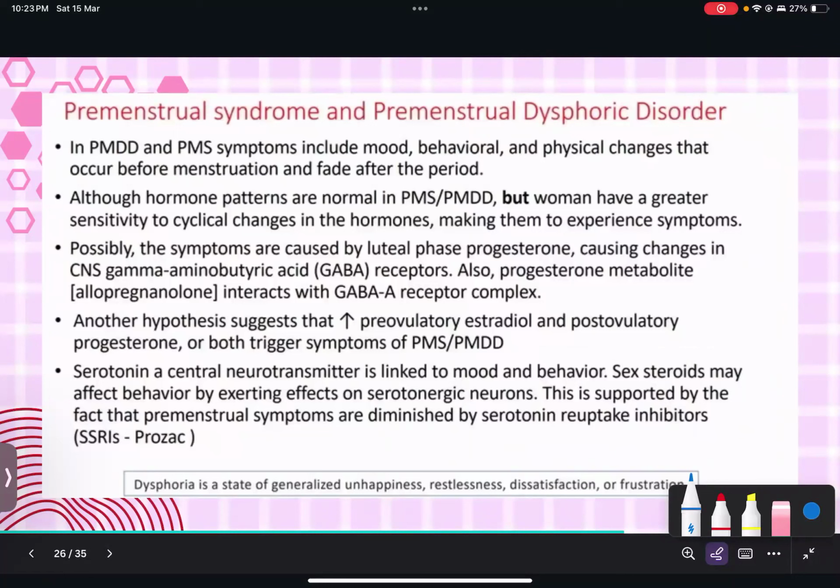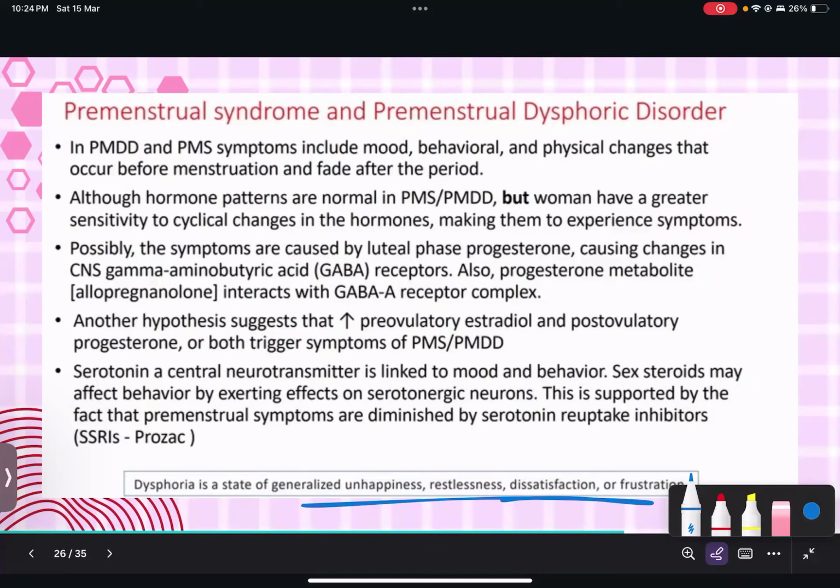All right. Here's PMS and PMDD that I mentioned before. So PMS and PMDD are also common and are getting even more common nowadays, unfortunately, due to bad lifestyles and health of women and so on. But basically PMS is premenstrual syndrome. It's symptoms that include mood, behavioral, and physical changes that occur before menstruation and fade after a period. If it includes unhappiness, restlessness, dissatisfaction, and frustration, as you can see here down, so it becomes more severe. We call it PMDD. Okay, so premenstrual dysphoric disorder.